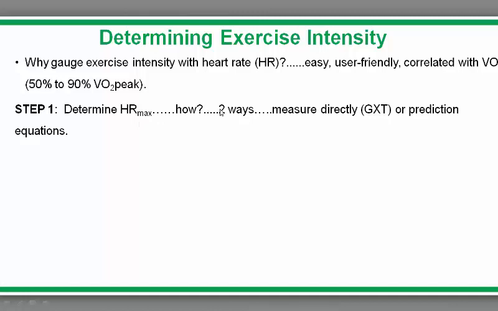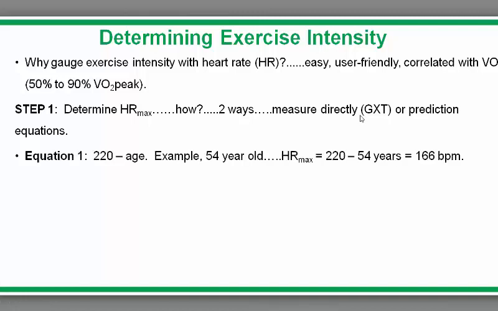And there are two ways to do this. The first way is to measure this directly during a GXT, or a graded exercise test. Now, the second method that we'll detail here in the next couple of slides is the prediction method, or using prediction equations if a person did not go through a GXT. And these are estimates that are fairly reasonable and fairly accurate.